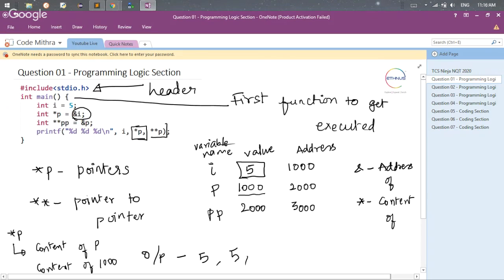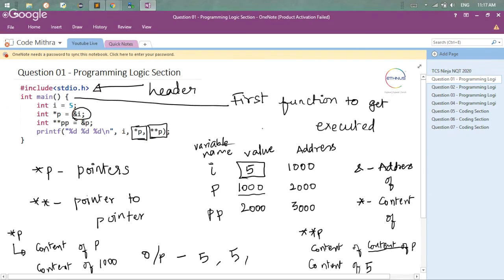But if you see here, star star P. The moment you say star star P, it means content of content of P. The content of P is what we saw last time, which is 5. So it would be the content of address 5. We need to check where address 5 is, and then print the content of that. Actually speaking, that is not allowed. We will not be able to print the content of 5 because 5 is not even a valid address space. So this time, star star P is going to create an error.